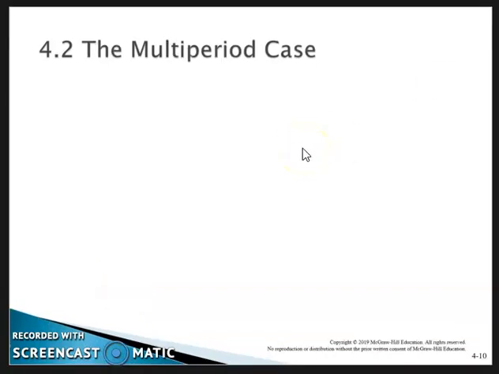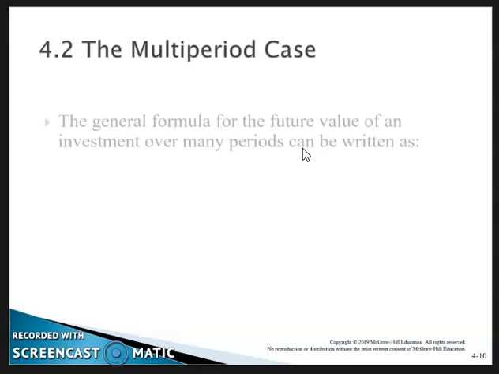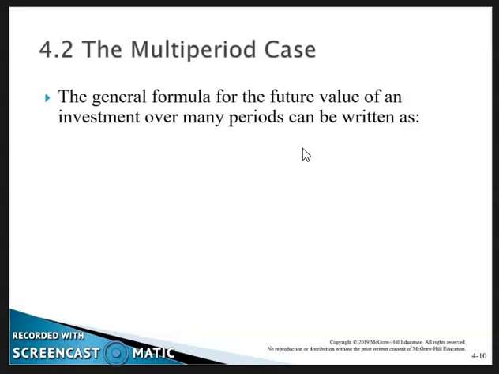So in the previous lecture, we talked about a single period case for present value and future value. Now we're going to talk about a multi-period case. The general formula for the future value of an investment over many periods can be written as future value is equal to the present value multiplied by 1 plus the periodic rate, or the interest rate, to the power of t. T is just the number of periods.